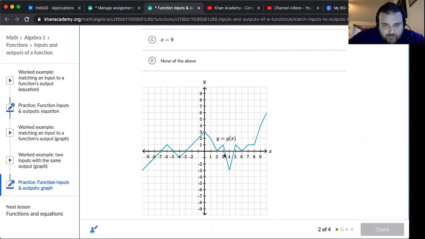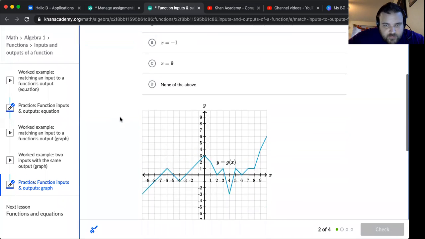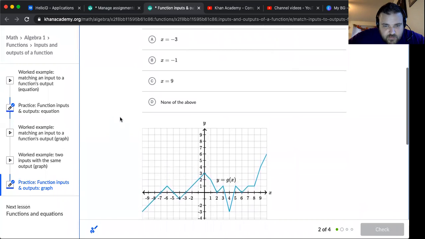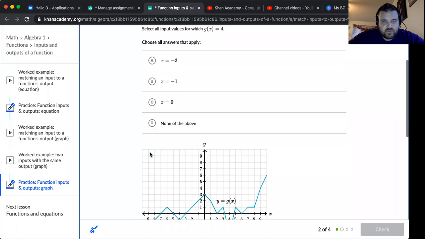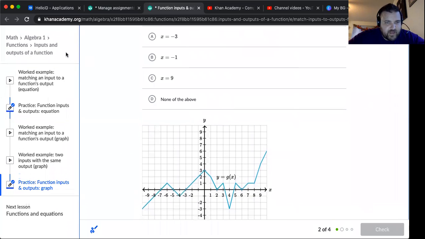So on the graph, I'll zoom up a little bit so we can see all the answers at once. There you go. On the graph here, let's go ahead and find the output of 4. Is it 4? Make sure, I may have messed up there. g of x equals 4.